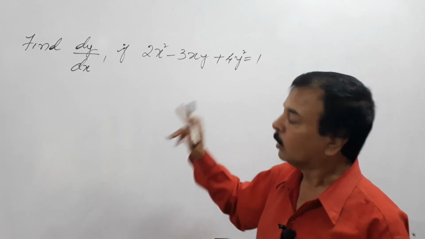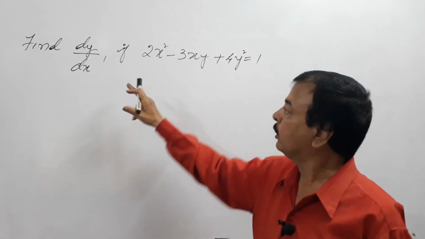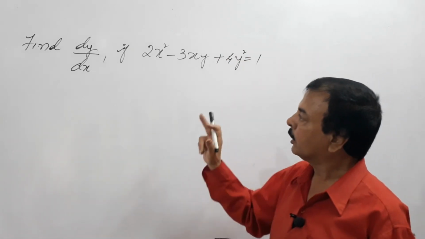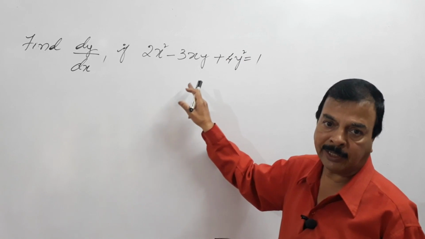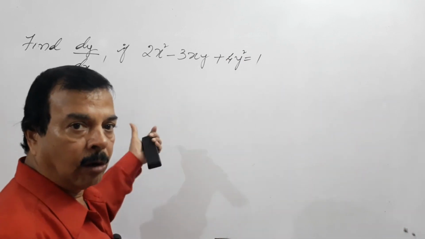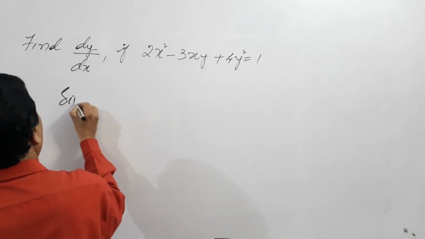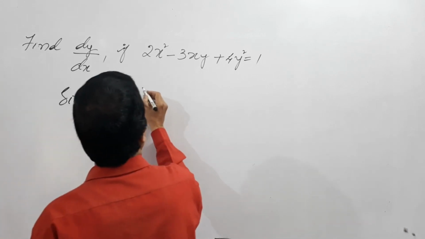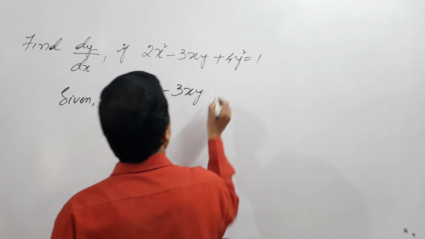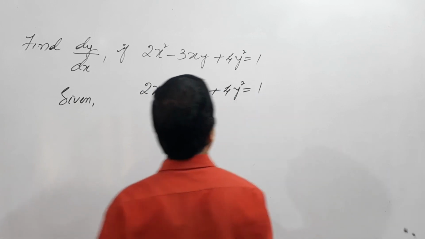So what we will do is, try to differentiate this as it is. Don't try to take y equals to this as in the case of earlier problems. Here straight away differentiate this with respect to x, we get the answer. So let's see how to solve this problem. So given 2x square minus 3xy plus 4y square equals 1.